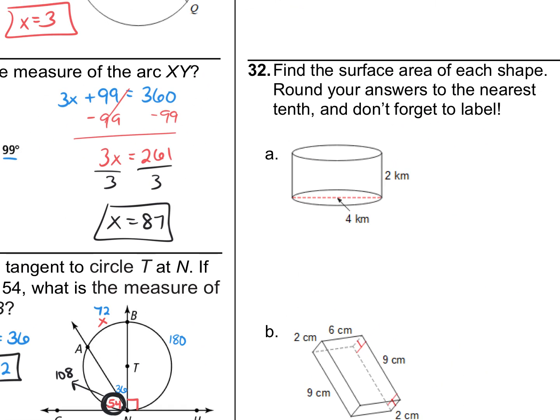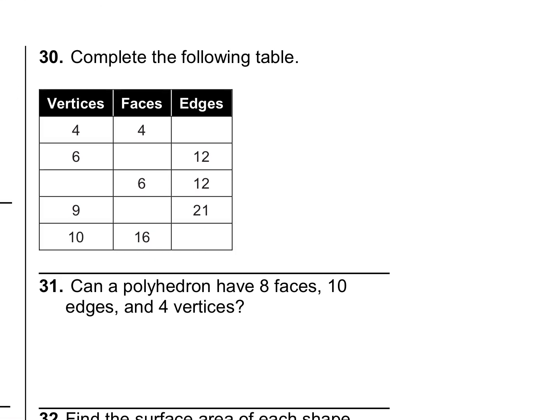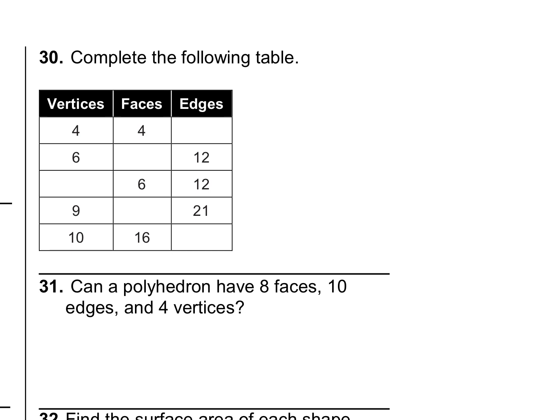Moving on to chapter 11 with the 3D shapes. Starting with number 30, what do we know about the relationship between vertices, faces, and edges? Bingo. Euler's formula. F plus V equals edges plus 2. Do I have to have that plus 2? Yes, it's a part of the formula.